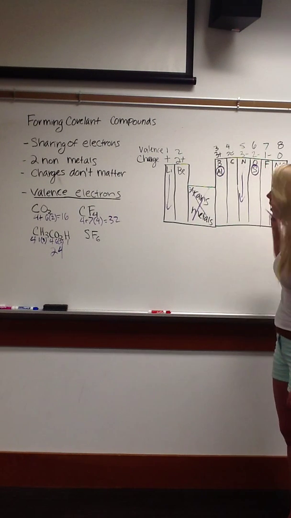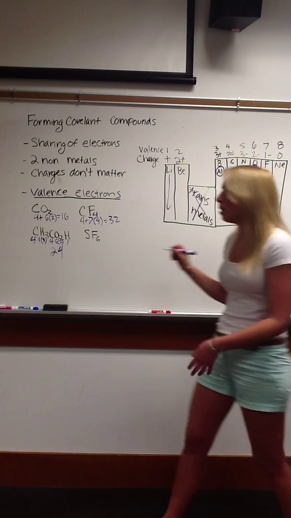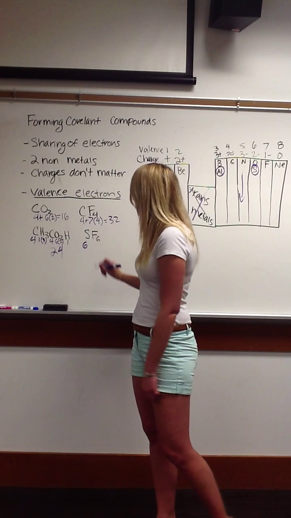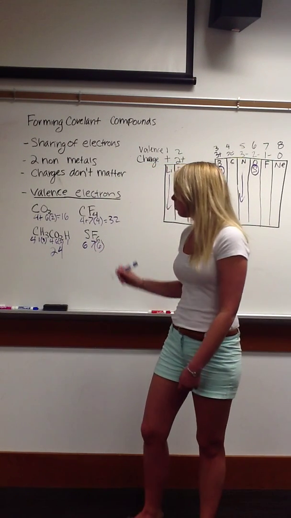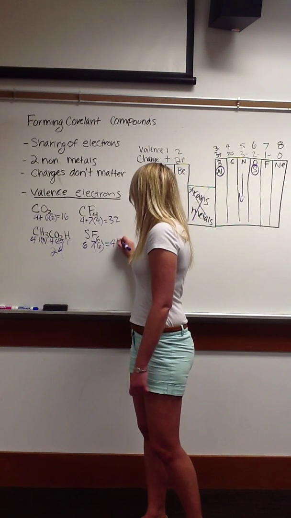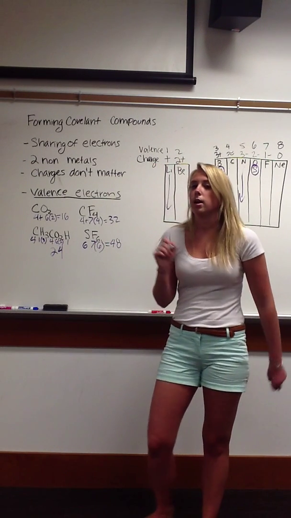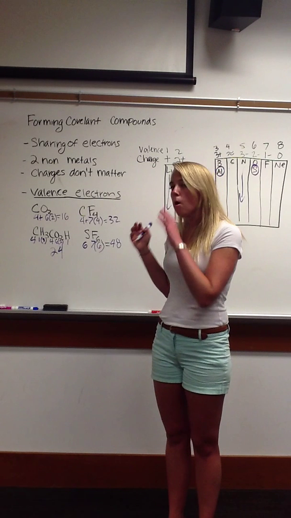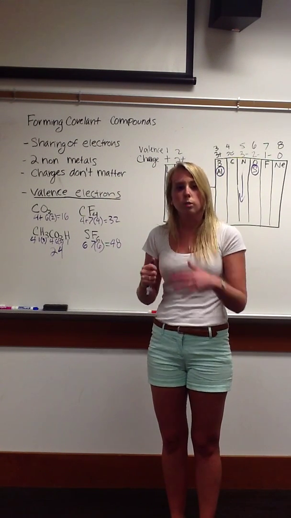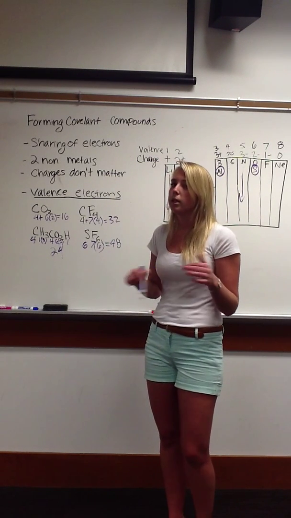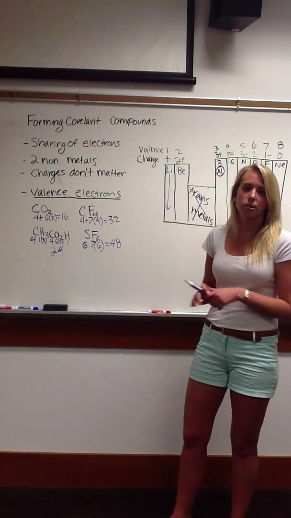And then SF6, sulfur, has valence electrons. It's right underneath oxygen, so it's also going to have the same number, which is 6. Fluorine is 7, but there's 6 of them, so we're going to have a total of 48 valence electrons. So this is the most that we're going to do with covalent bonds right now. We're going to come back in a few days and we're going to do Lewis structures, but that's something completely different from this. So, all right.